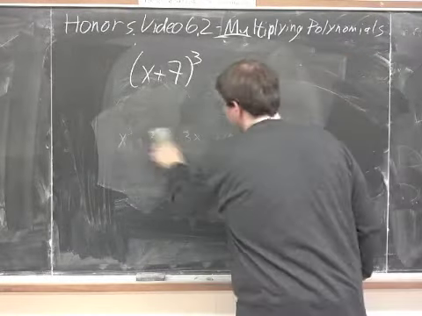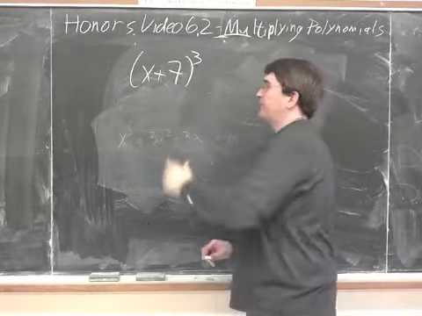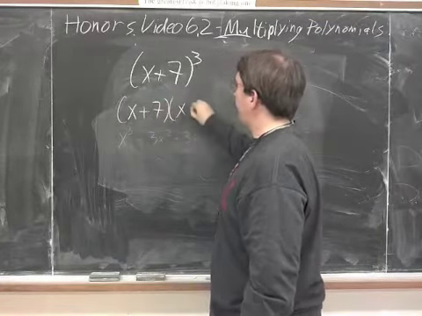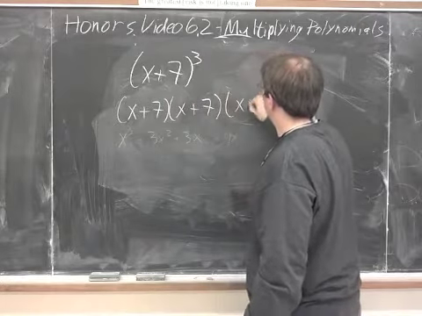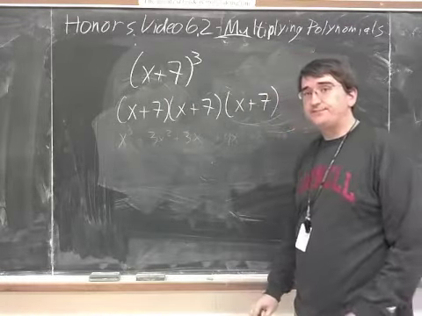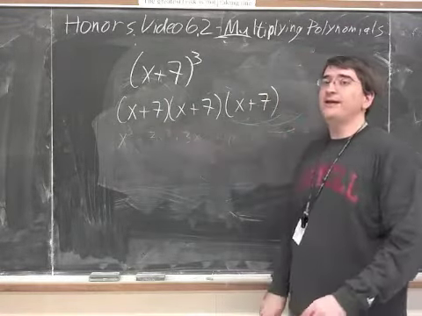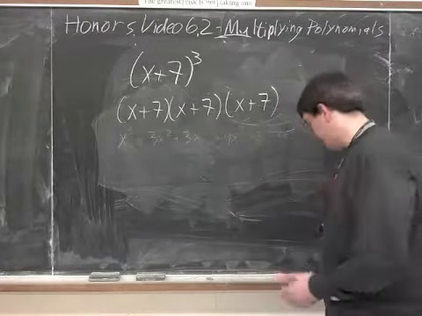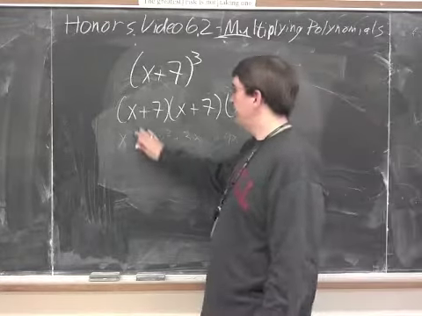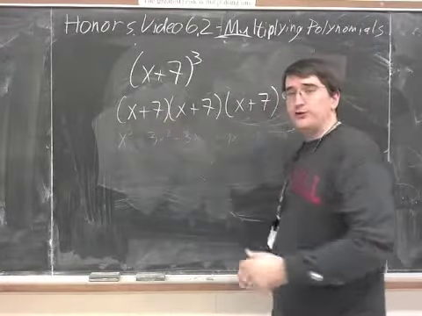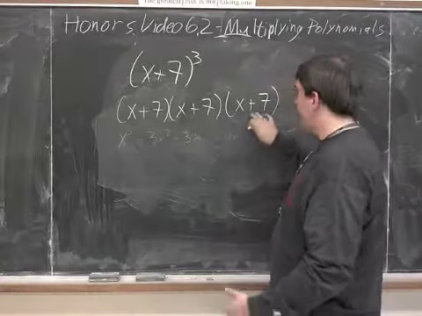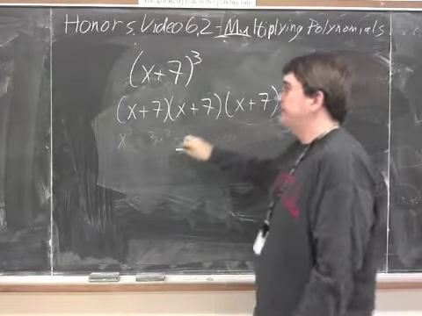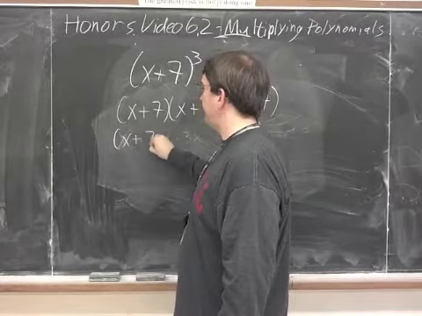What this means, you have to remember what the power of 3 means. It means I'm multiplying x plus 7 by itself 3 times. I have 3 x plus 7s. So now when I actually want to expand this, what I do is pick 2 binomials to multiply together. The third one we'll leave alone. So I'll multiply these 2 together. It really doesn't matter what order it is. It's all the same polynomial.